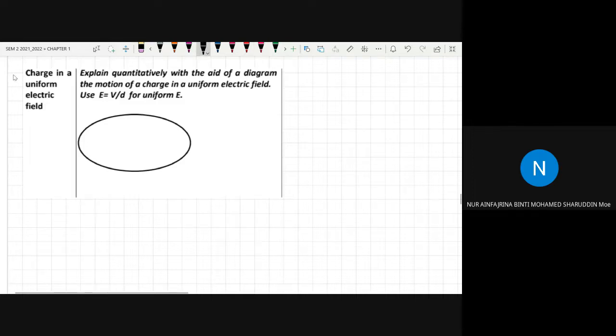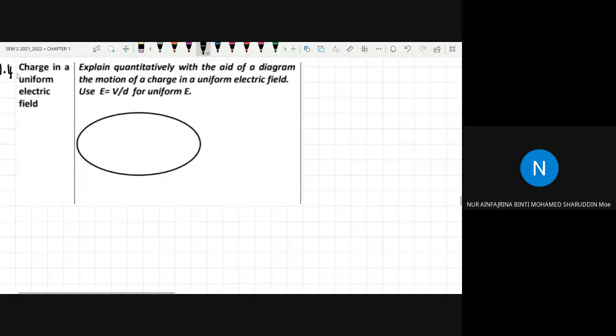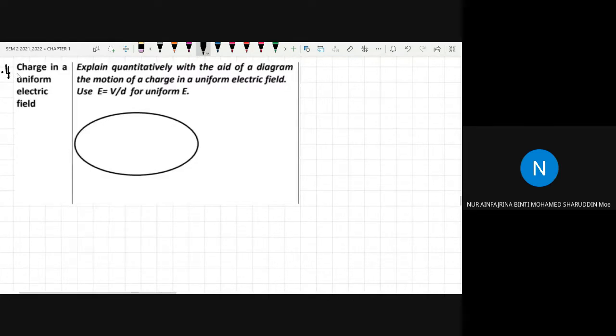Okay, now kita akan masuk 1.4, the last subtopic for chapter 1. So today I'm going to finish up our chapter 1. So, the last subtopic is charge in a uniform electric field. So yesterday I did brief you a bit. So what is uniform electric field?